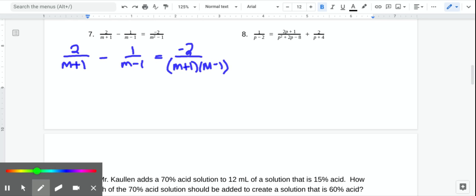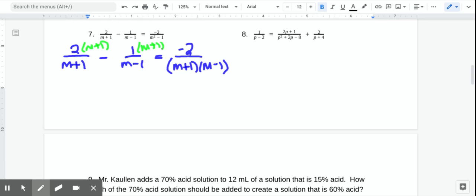All right, so now we want to get rid of these fractions. I would like to multiply everything by m plus 1. And that's going to cause some of these things to cancel. And then I'm also going to multiply by m minus 1 everywhere. Just put that up there, it's fine.